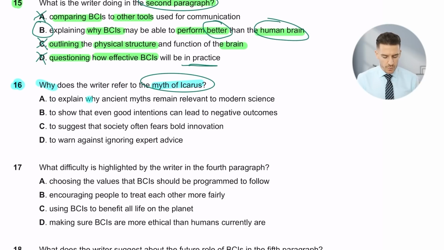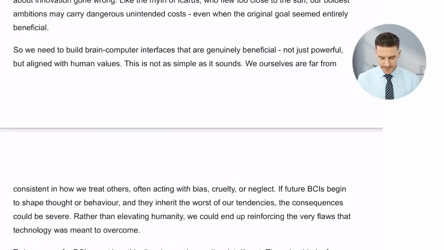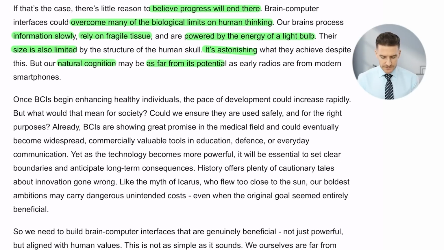So to explain why ancient myths are relevant to modern science, to show that good intentions can have bad outcomes or negative outcomes, society can fear bold innovation or brave innovation, to warn against ignoring expert advice. Okay, let's see if we can find Icarus. So we'll start from where we finished, up here.